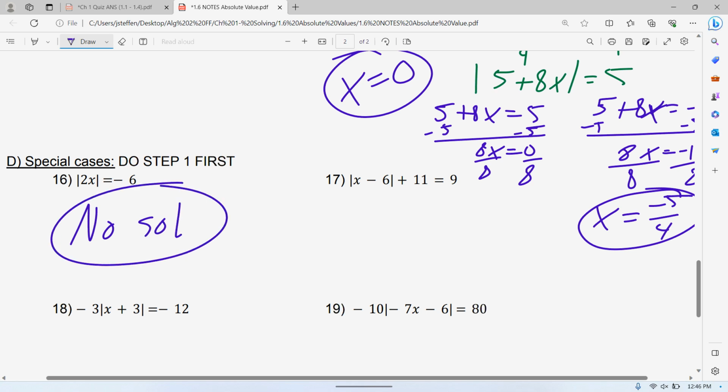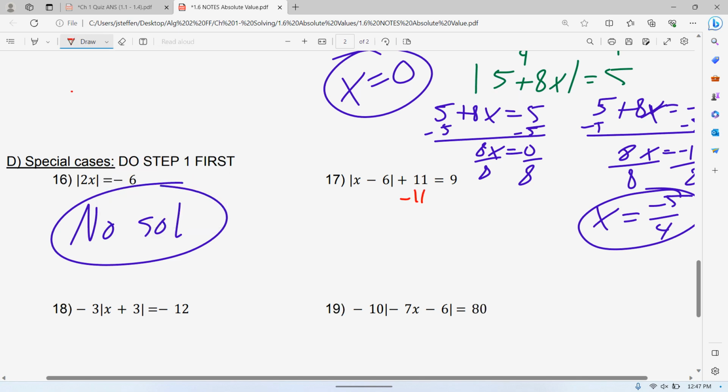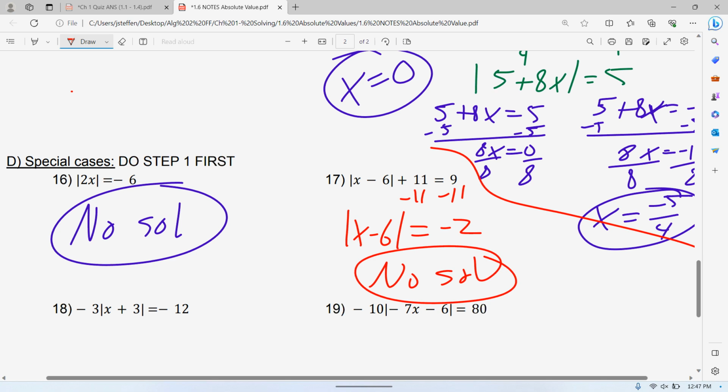Now, the big thing that does trick a lot of people, you have to do your step one first. Out of those three steps I gave you, you have to get the absolute value all by itself first. So for number 17, a lot of people think that they can do this one and they get their answer. But if you do the first step first, you subtract 11 from both sides, you get the absolute value of x minus 6 is equal to 9 minus 11, which is negative 2. Now the absolute value is equal to a negative, so that does not work. This is no solution. But you have to make sure you get it all by itself first like that.